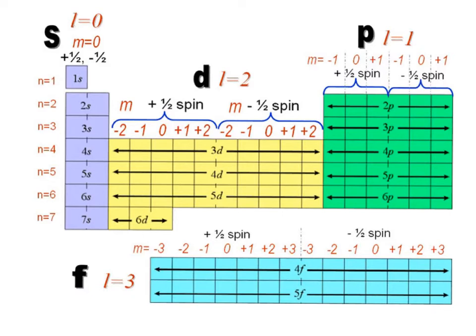0 to n minus 1, I mean. It does m sub L, negative L to L, and it also does plus or minus 1/2 spin, or m sub S plus or minus 1/2. So let's look. It is a little overwhelming. We'll break it down one thing at a time.